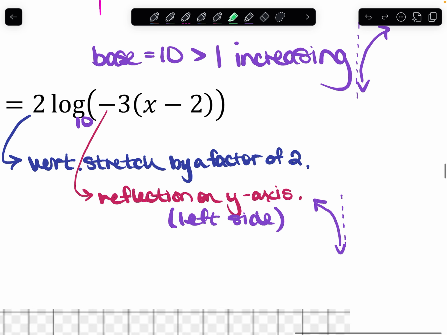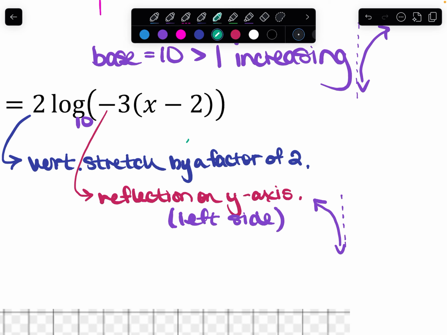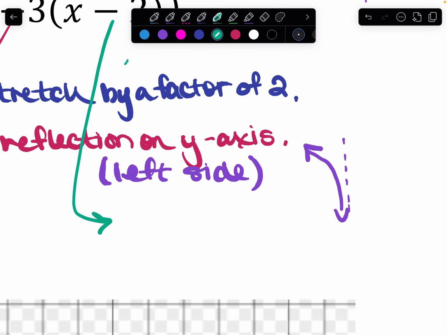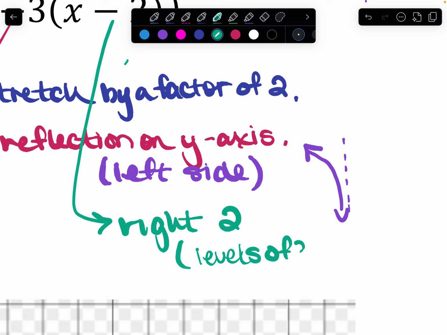All right, and then we have our last one. I need a new color. So going in here, just come down like this. Minus, so that means we are going right 2. So that's going to tell us our level off. It's going to be at the x value. Right 2 is x equals positive 2.